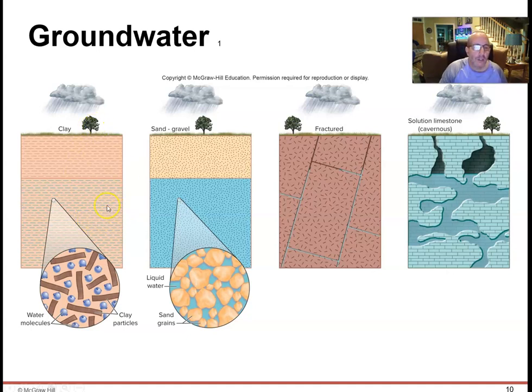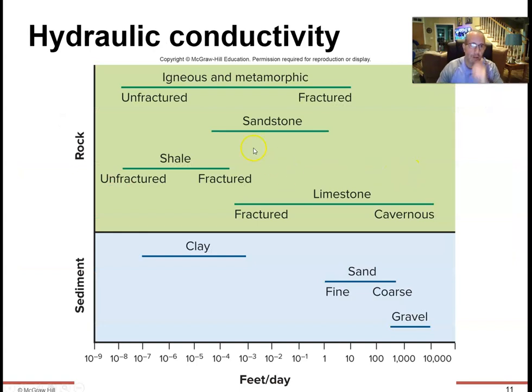So when you have a consolidated aquifer like in this clay, or even in something like sandstone, that water is going to move very, very slowly. However, when you have open holes and caves in rock, you basically have a stream flowing underground. So that's going to move more like a surface stream. And that's what this chart is showing right here.